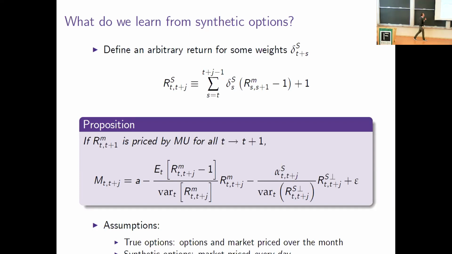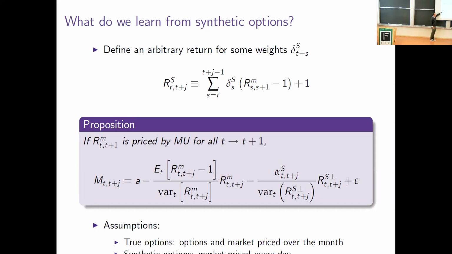And what you can show is the following. So now I don't have the option, right? I have this RS. I don't have to worry about options anymore. The condition that we need is now a little different. Instead of assuming that both options and the market are priced, all that I need is that the market itself is priced. But instead of it being priced over the month, I need it to be correctly priced every single day. Because I'm dynamically hedging every day, I'm changing these weights every single day. If it is correctly priced every single day, then when I do that, this RS is also going to have to be correctly priced every single day.